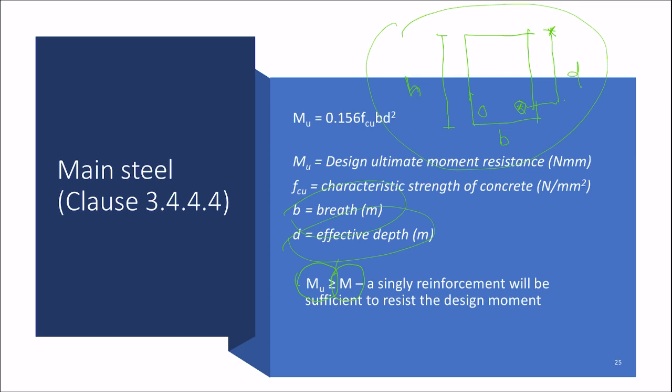If the moment caused by the loading is bigger than the moment the beam can resist, then it will be a problem. If the ultimate moment resistance is bigger than or equal to the moment caused by the loading, you can design it as a singly reinforced concrete beam. A single reinforcement will be sufficient to resist the design moment. However, if you get MU less than M, meaning your loading is bigger than what the beam of this size can resist, we will design it as a doubly reinforced concrete beam.